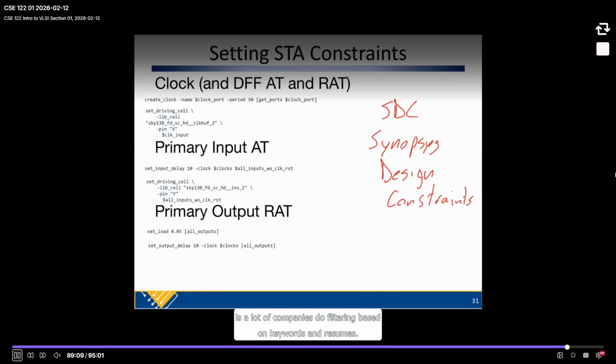Now, the reason I mention this is a lot of companies do filtering based on keywords on resumes, right? Put this on your resume if you know STA, because they'll be like, do they know Synopsys? Oh, they don't know Synopsys. Well, yeah, you do, right? And all the concepts are the same. So I kind of recommend people do that.